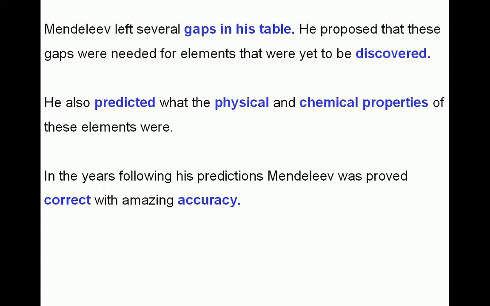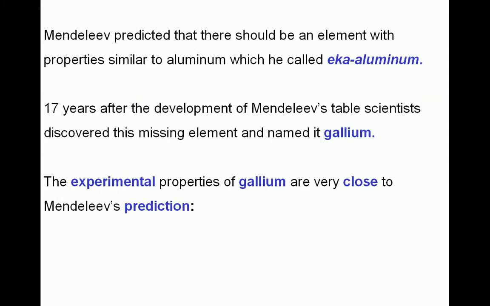And so people set off to see if they could find, or perhaps not find, and then disprove, these elements that Mendeleev proposed were missing. So one of these elements was an element that he called eka-aluminum, which means near aluminum. And then 17 years after Mendeleev's table was proposed, scientists discovered this missing element and they named it gallium.